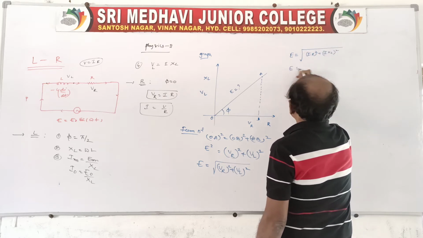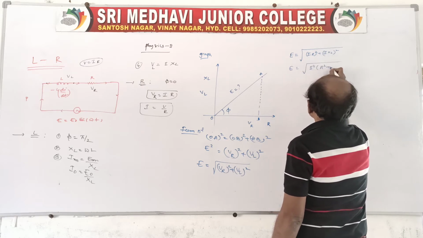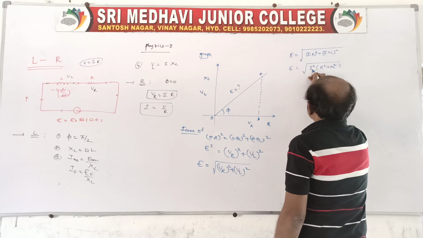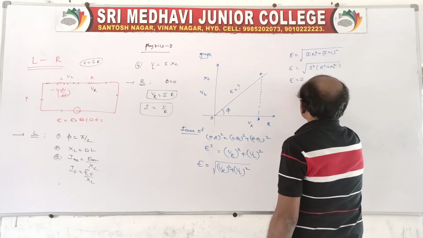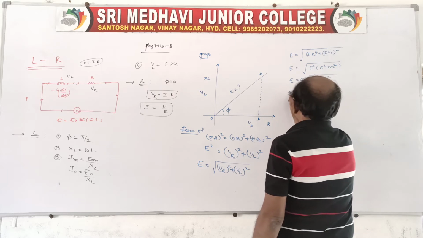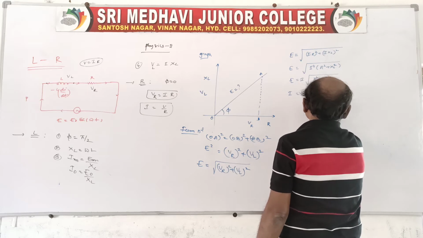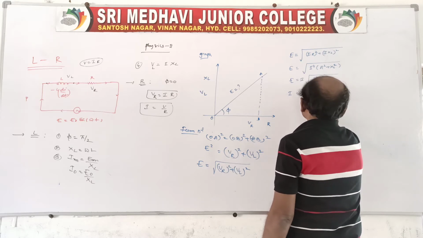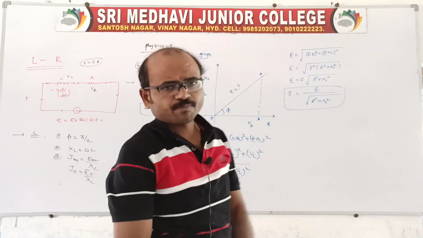So, E is equal to I, which is common, into root over R square plus XL square. Now, this I square you take out from the root, we may get like this, plus XL square. Therefore, current is equal to E by root over R square plus XL square.